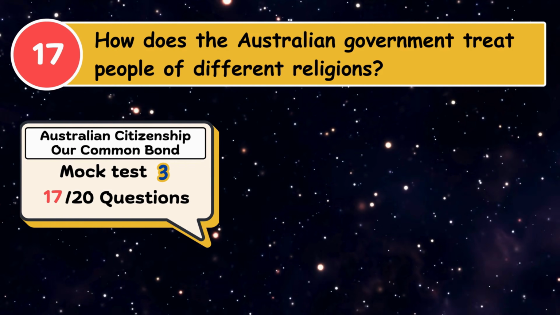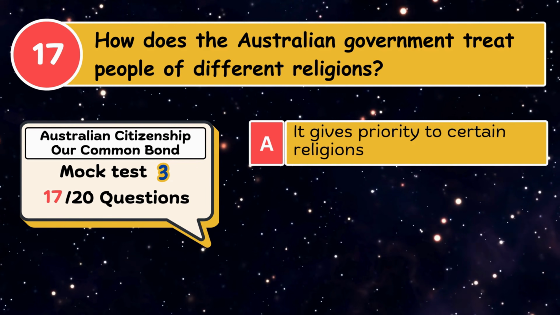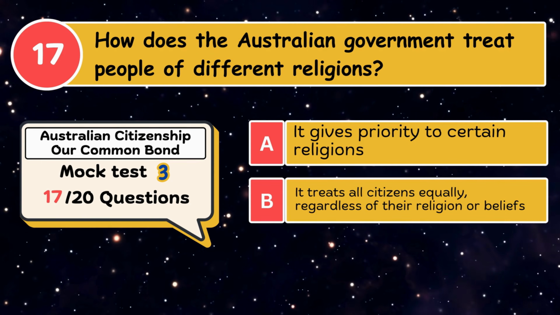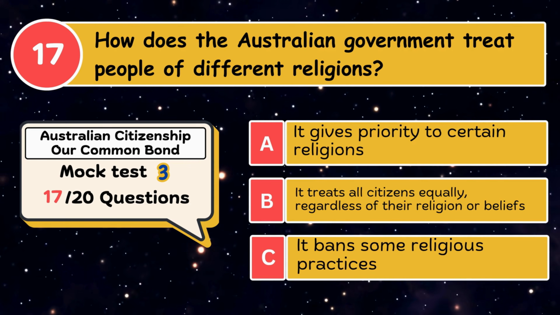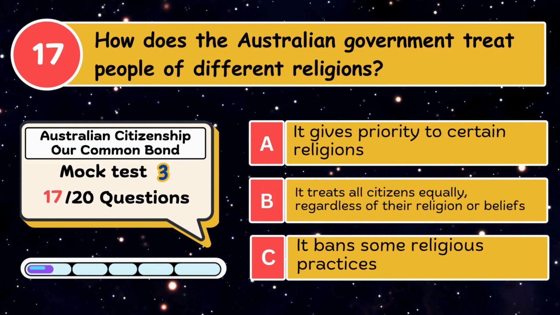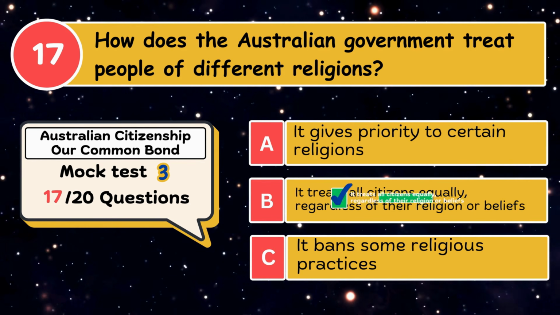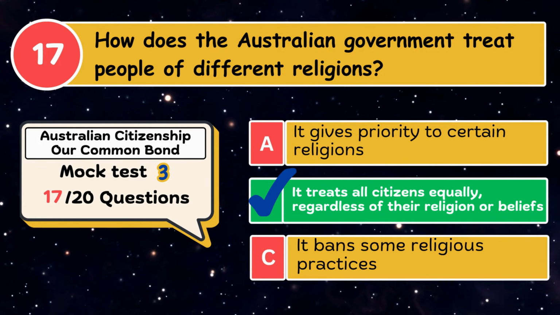How does the Australian government treat people of different religions? A. It gives priority to certain religions. B. It treats all citizens equally, regardless of their religion or beliefs. C. It bans some religious practices. The correct answer is it treats all citizens equally, regardless of their religion or beliefs.